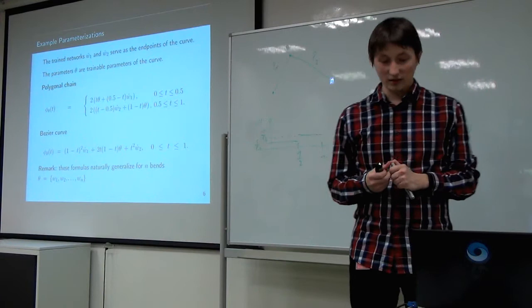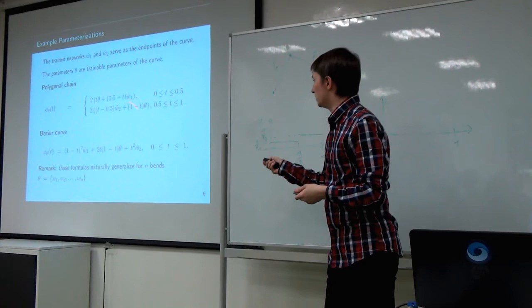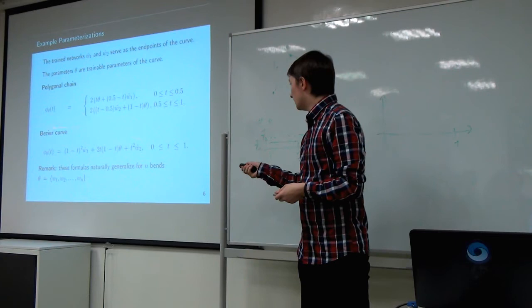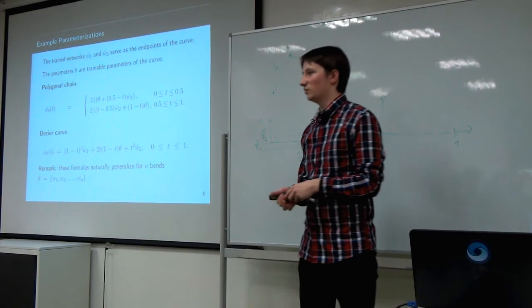So for these parameterizations, the curves lie in the same plane. You can see that points on the curve are just the convex combination of the 3 points. So it allows this line in the plane spanned by these 3 points.